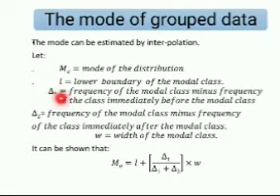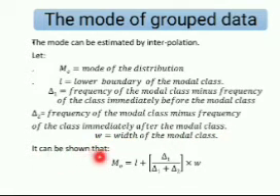Let delta 1 be frequency of the modal class minus frequency of the class immediately before the modal class. Then let delta 2 be frequency of the modal class minus the frequency of the class immediately after the modal class. Then let W be the width of the modal class.